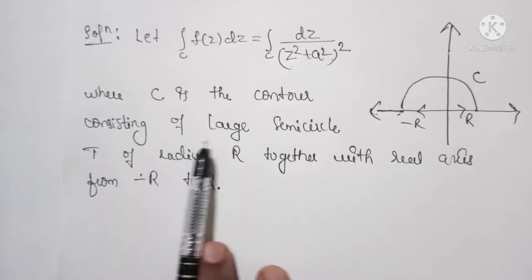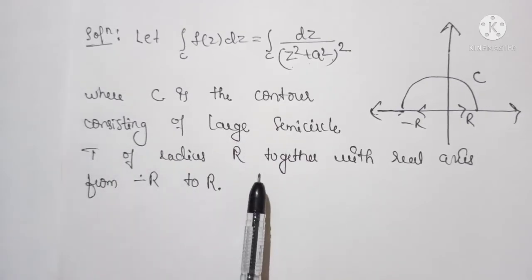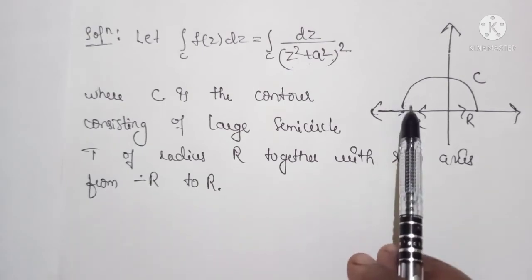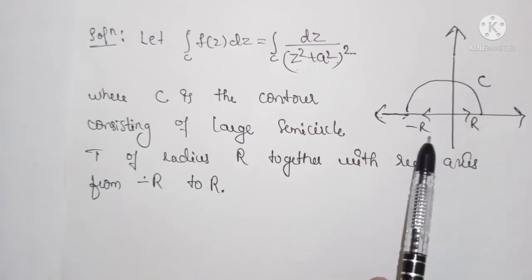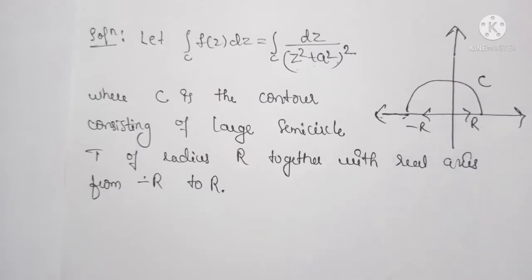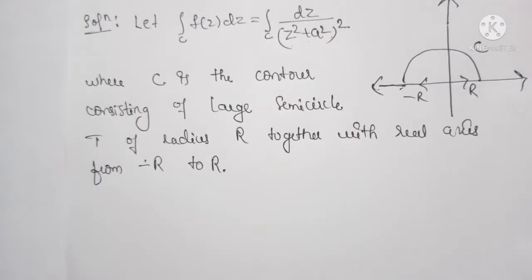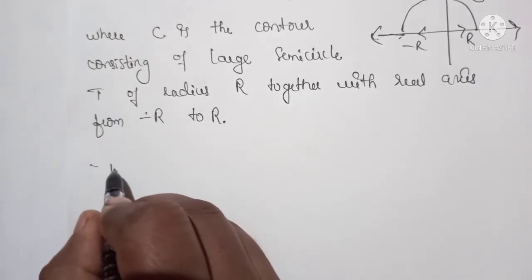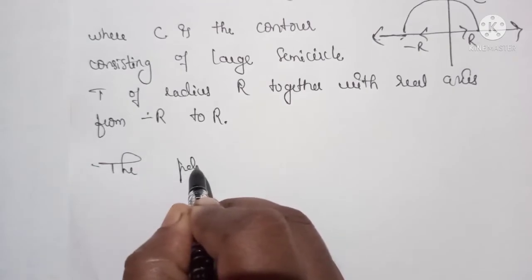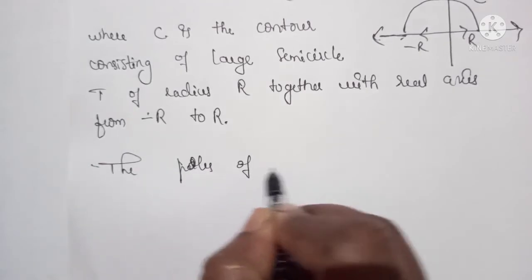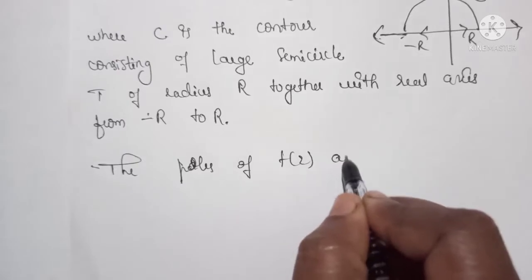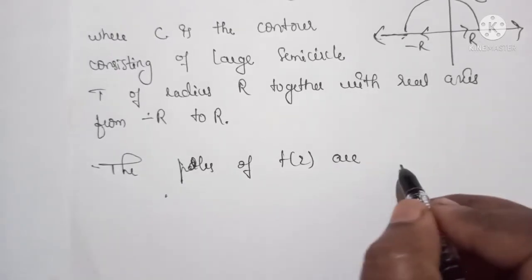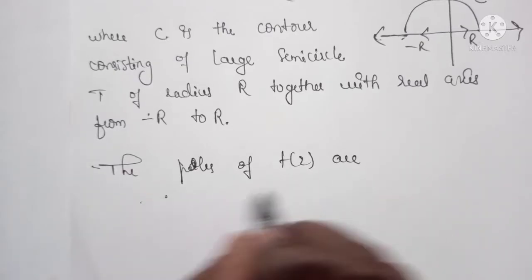Here C is the contour consisting of a large semicircle of radius r together with the real axis from minus r to r. So again it is a large circle with radius r. Now we find the poles of f of z. We equate the denominator to zero.